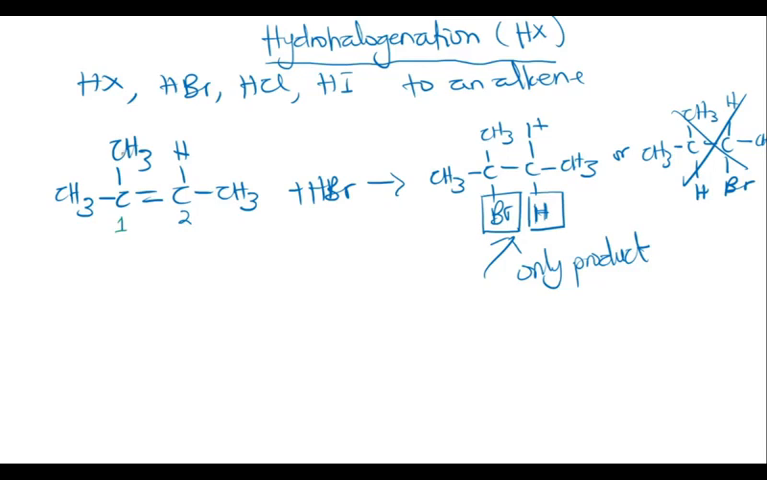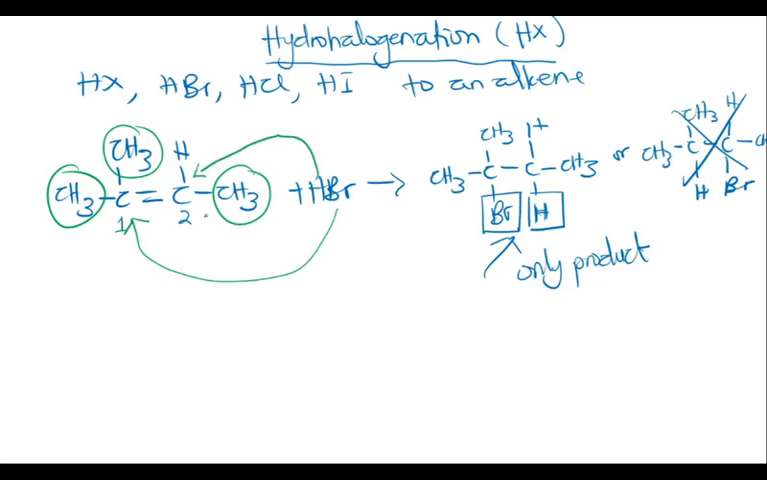So we have carbon 1 and then carbon 2. We can see that carbon 1 has 2 alkyl groups, 1 and 2, while carbon 2 has only 1 alkyl group. So in terms of the number of alkyl groups, carbon 1 has more, and hence it is more substituted. So when this reaction occurs, the bromine will be attached to the most substituted carbon, and the hydrogen will be attached to the less substituted carbon. And if that happens, we can see that this is the only product that will be formed.